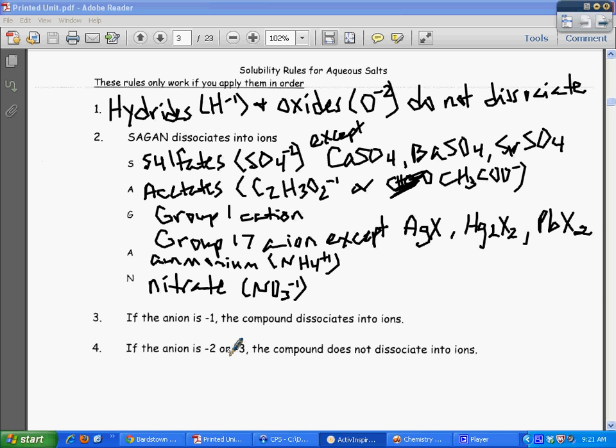If, however, you exhaust these rules and you never had a hydride, an oxide, a sulfate, an acetate, the cation wasn't in group 1, the anion wasn't in group 17, it wasn't ammonium, it wasn't nitrate, you go, well, what do I do? You have 2 final rules. You look at the charge on the anion. If the anion is -1, it dissociates into ions. If the anion is -2 or -3, it does not dissociate into ions.